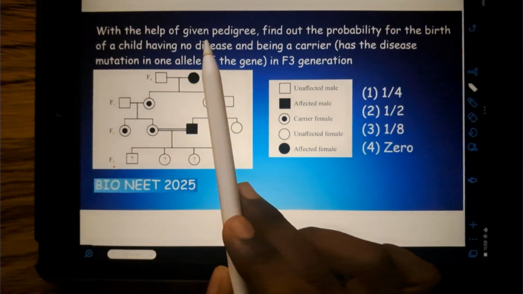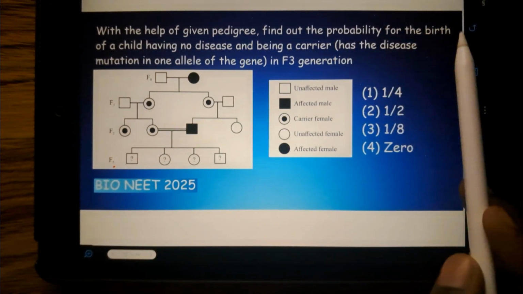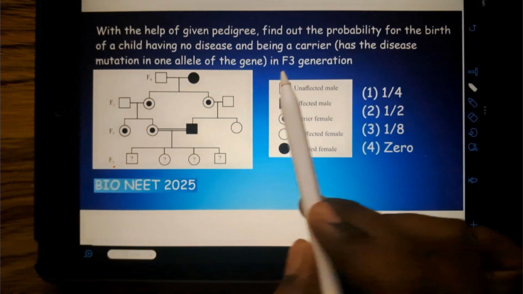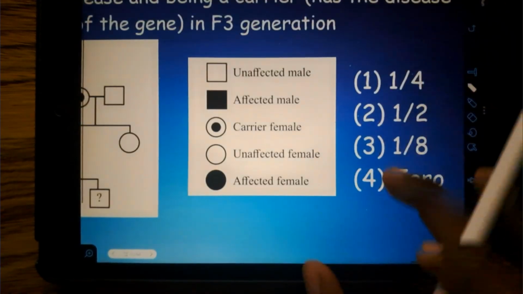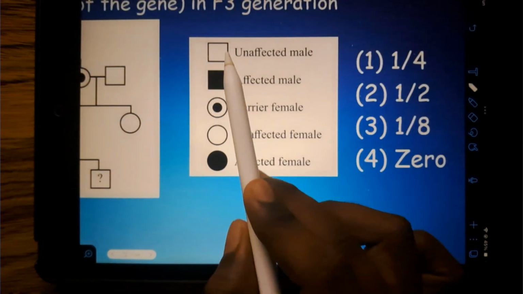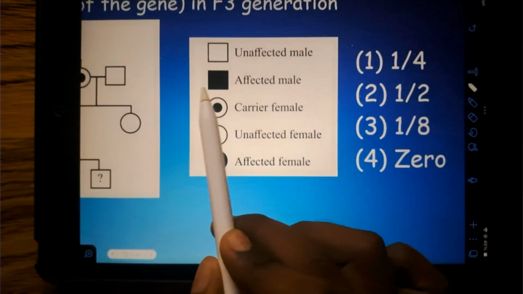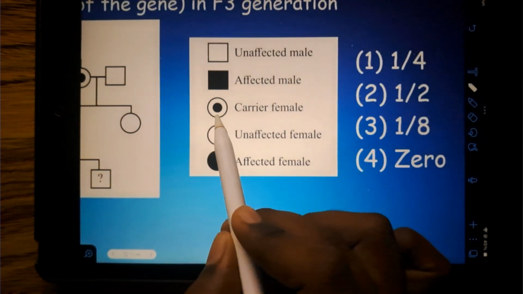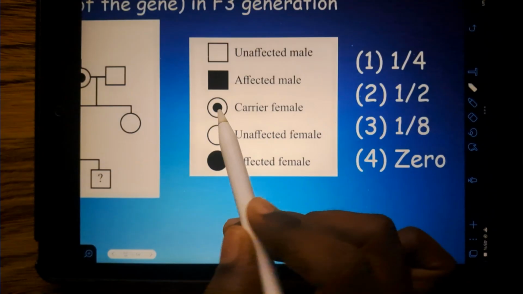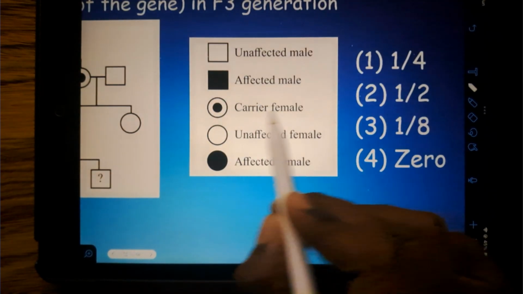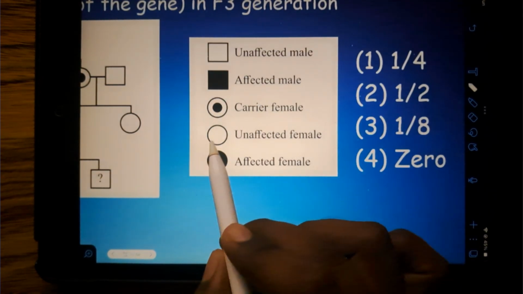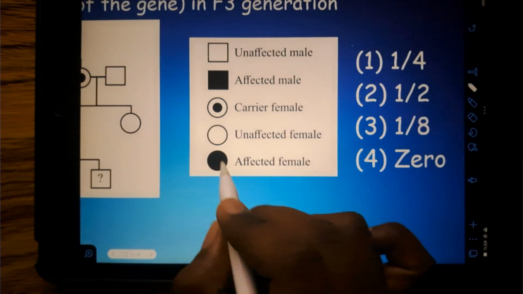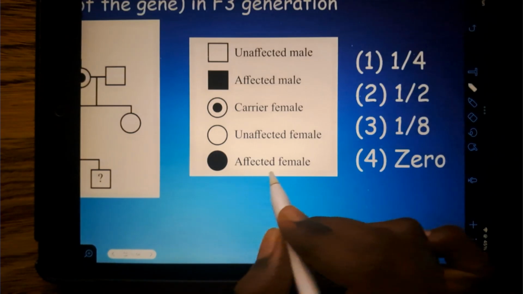With the help of the given pedigree, find out the probability for the birth of a child having no disease and being a carrier in the F3 generation. Let us see here. The white colored square is an unaffected male and the black colored square is an affected male, and the circle with a small dot in it is a carrier female. She was a carrier, not affected. And a white colored circle is an unaffected female, and a fully dark circle is an affected female.